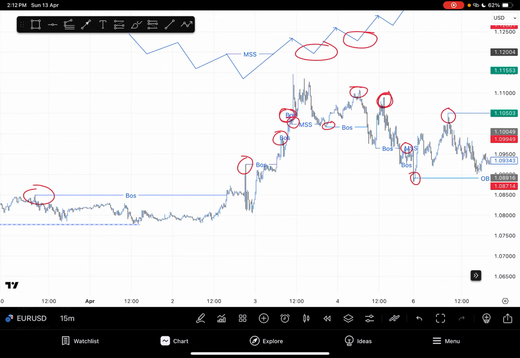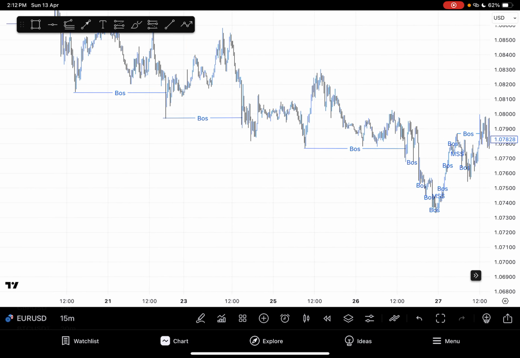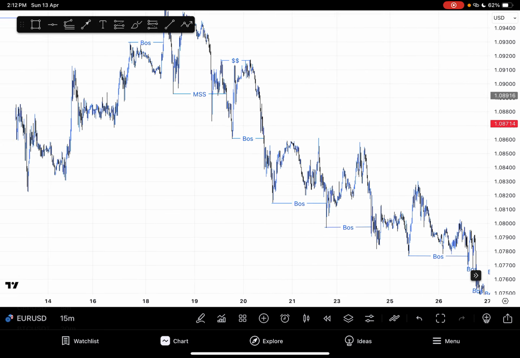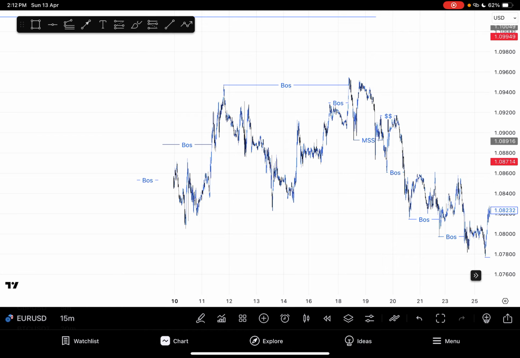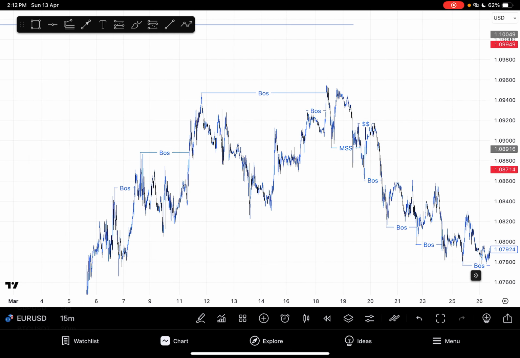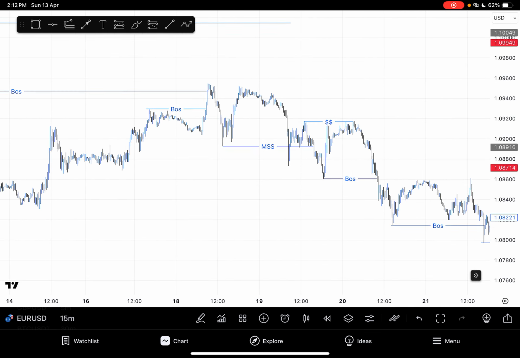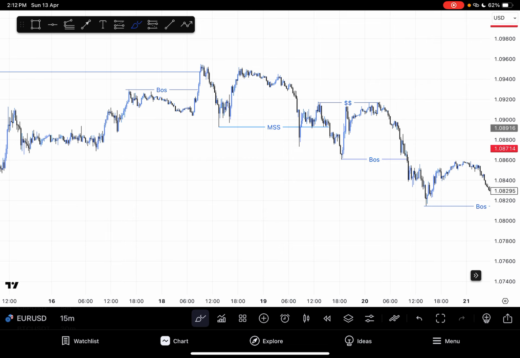So let me give you another scenario again. Okay, let me use here for example. See this market structure shift here, the market structure shift at that bottom here.